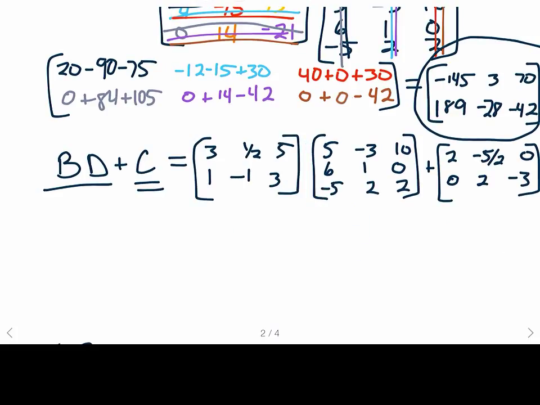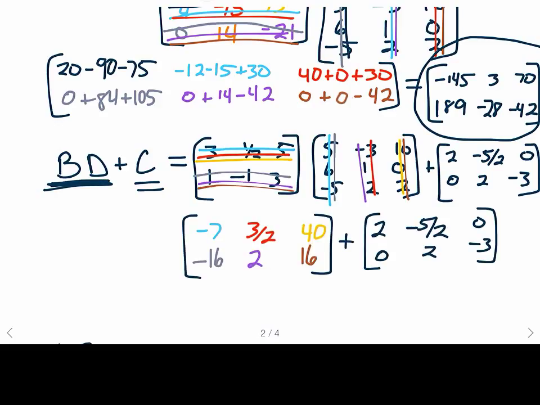Okay, so as usual, we're going to multiply the entries in the first row of B by the entries in the first column of D. And then we're going to take turns, the first row with the second column of D, and the first row of B by the third column of D, and so on. Go ahead and find the product BD, and then come back to the video.